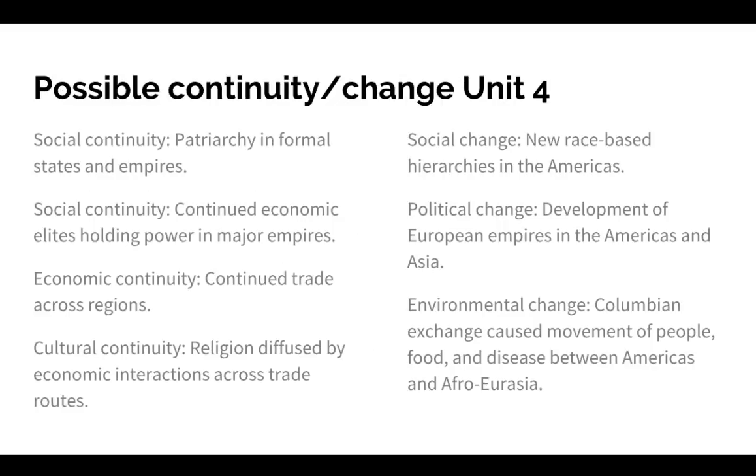So some possible continuities and changes would be patriarchy and economic elites holding power. The trans-regional trade is going to continue for an economic continuity. The diffusion of religion. And then for social change, those new race-based hierarchies, the European empires in the Americas and Asia, and then all those environmental changes caused by the Columbian Exchange.